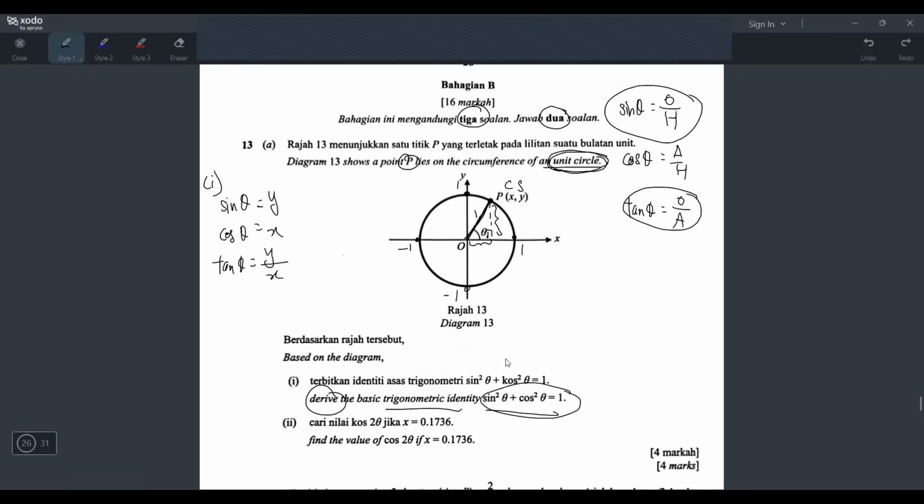Now, how do we prove that sine square plus cos square equals 1? We can write down the Pythagoras theorem, okay? Because this formula actually comes from the Pythagoras theorem.